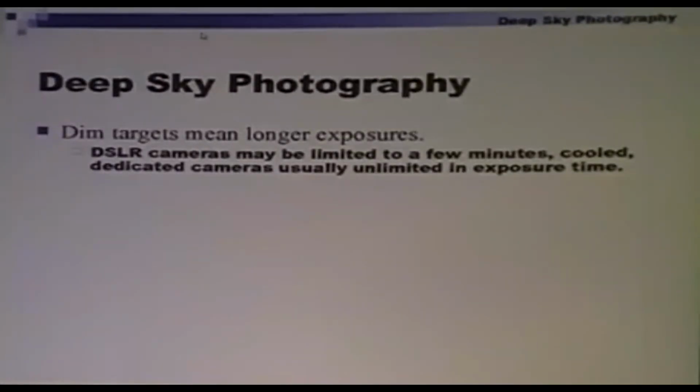Okay, we're looking at dim targets, so we want long time exposures. Digital SLRs straight off the shelf, you're probably limited to something like about 4 minutes, because you get thermal noise in the camera, which is heat. The sensor sees heat as a form of light and captures it, builds it up in your picture, so you get the sort of grey mist slowly whitening up as you take your pictures over longer and longer times.